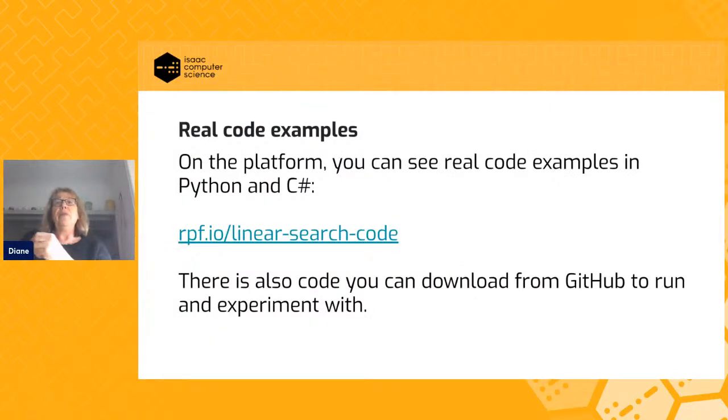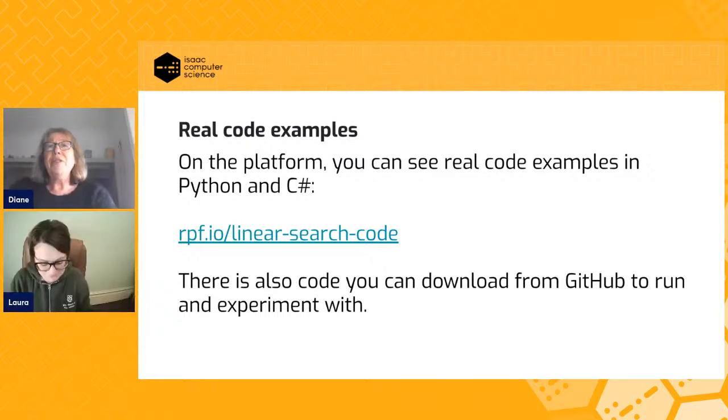And also on the platform, you can find real code examples. So hopefully you've seen already, we've got examples in both Python and C#. And under each code example, there's a link to GitHub. You can download the code and then you can run it yourself and you can tweak it. There's some test data in there that you can use to make sure that it works.